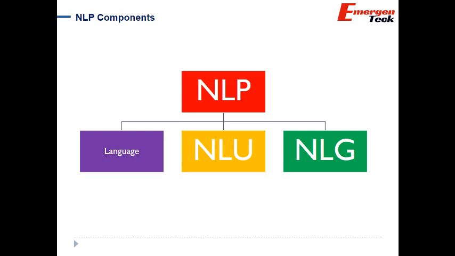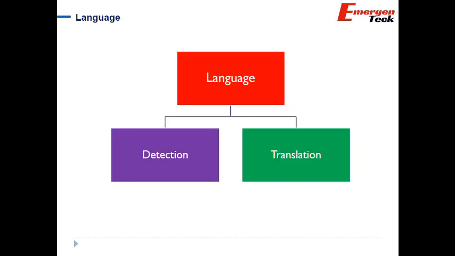Number 3 is NLG, natural language generation. Let's understand where all these applications are being used. So language is primarily categorized into two parts. One is detection, another one is translation.